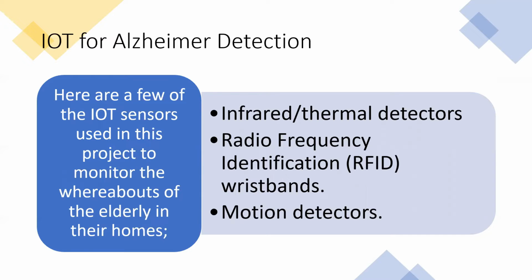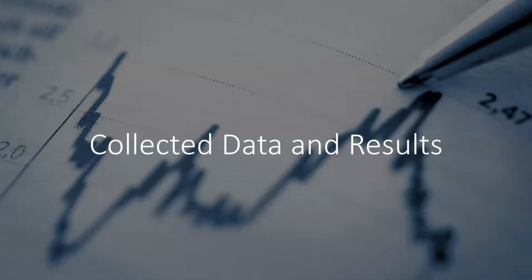Infrared and thermal detectors were used, radio frequency identification or RFID wristbands that the Alzheimer's patients would wear, and motion detectors. So with these, they can go on living their day-to-day lives and not feel like there's a constant eye watching them and seeing everything they do and what they don't do. And so these sensors are there, helping us watch them and make sure they're not hurting themselves or others without them knowing that we're actually observing.